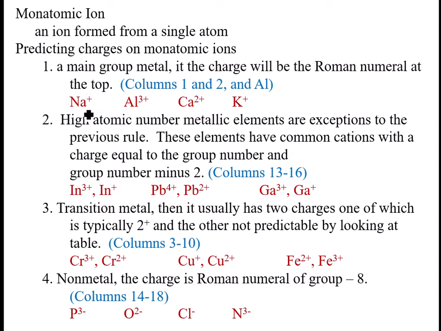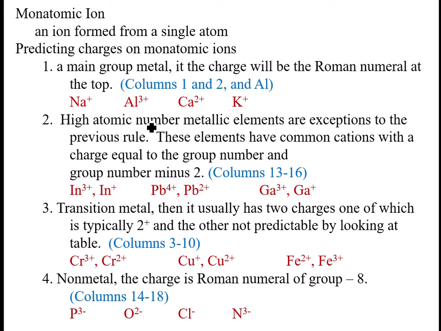So sodium is in group 1A, so it's +1. Aluminum is in group 3, so it's a +3. Calcium is in group 2, so it's a +2 charge. Potassium is back in group 1, so it's a +1 charge. So it's simply the Roman numeral or the column number at the top.